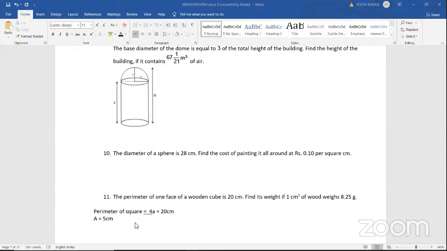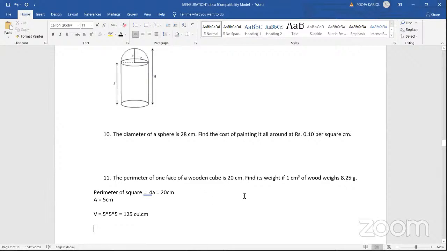Okay, 5 centimeter. What will be the volume of a cube? 5 into 5 into 5. It is 125 cubic centimeter. Okay, they're saying find its weight if 1 cubic centimeter weighs 8.25 grams. But we have 125 cubic centimeters. So weight is equal to 125 into 8.25 grams. Correct?